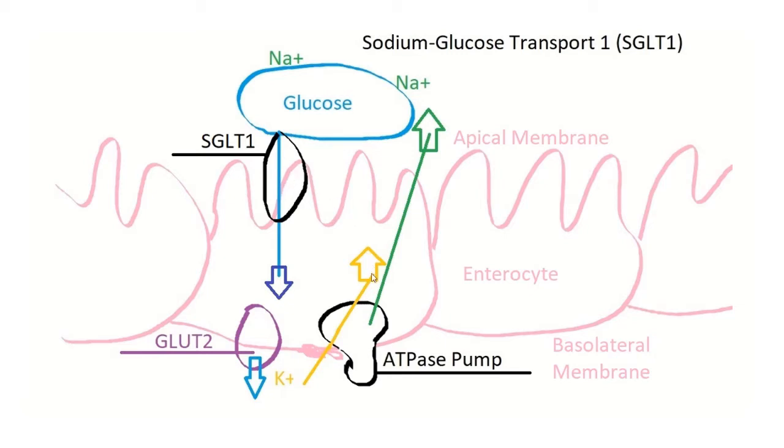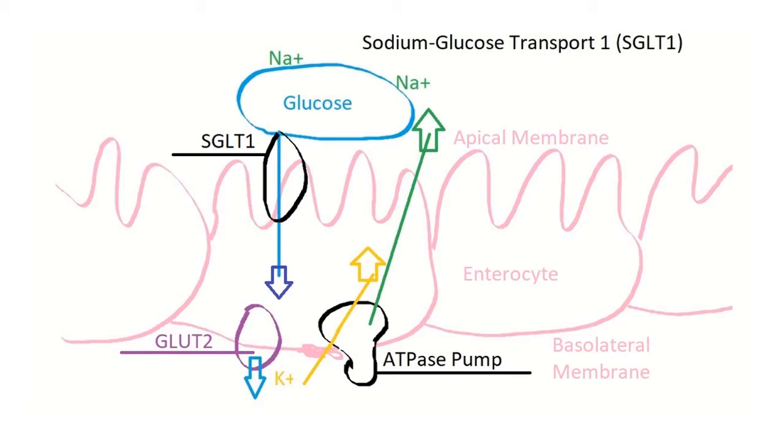This transporter requires a sodium-potassium ATPase pump. The pump pushes sodium into the lumen of the small intestine and pulls potassium into the enterocyte. SGLT1 binds to a glucose molecule and 2 sodium ions. This allows glucose to passively diffuse through the apical membrane into the cell down its concentration gradient.